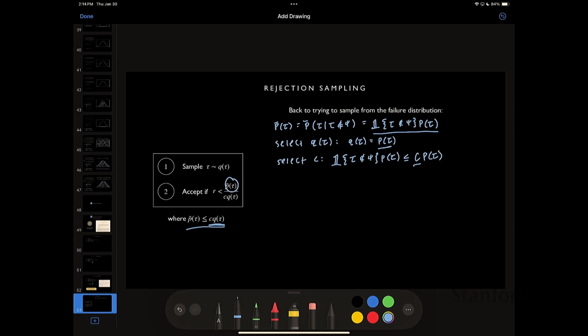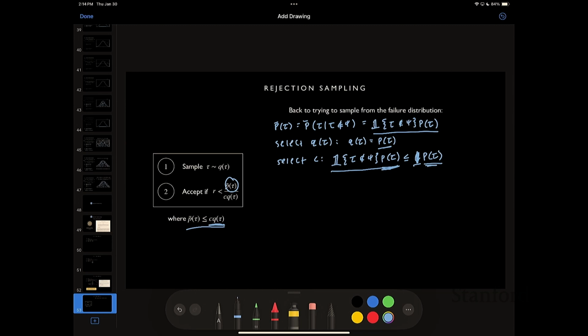1, yeah, exactly. So if we plug in a 1 here, this indicator function times P of tau is always going to be less than or equal to P of tau, because the indicator is either 1 or 0, so it's either going to be equal to P of tau or 0. P of tau and 0 are always less than or equal to P of tau.